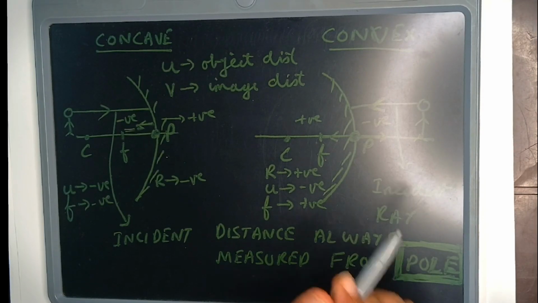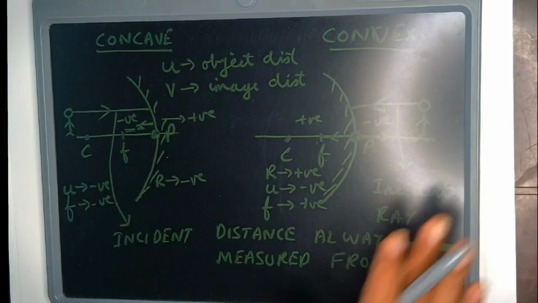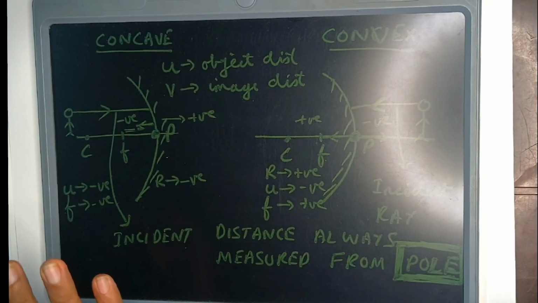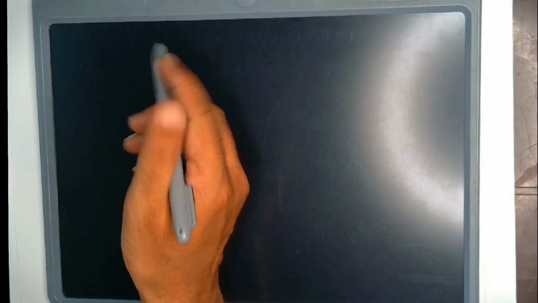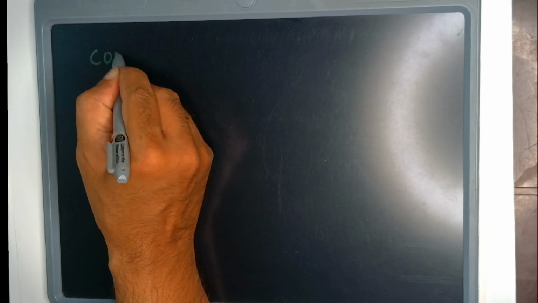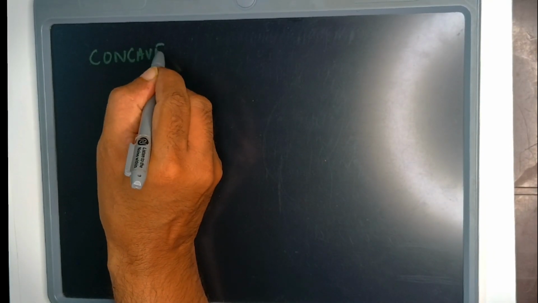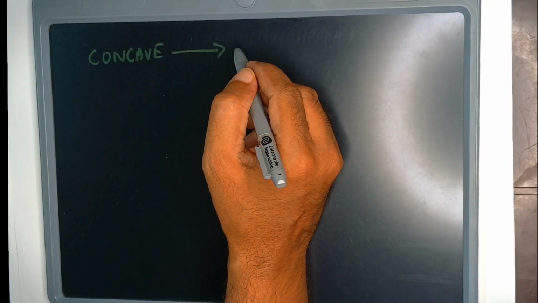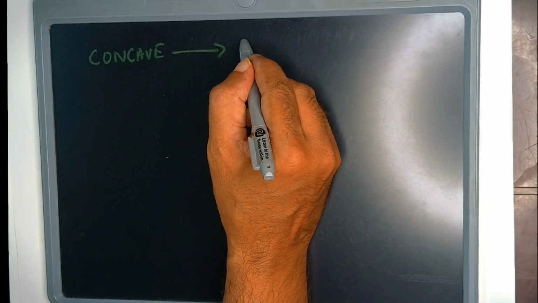I'll clear this slate and now we'll go into slightly more depth on certain other terminologies. The concave mirror is called a converging mirror.